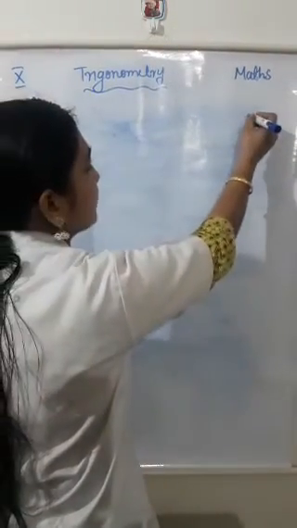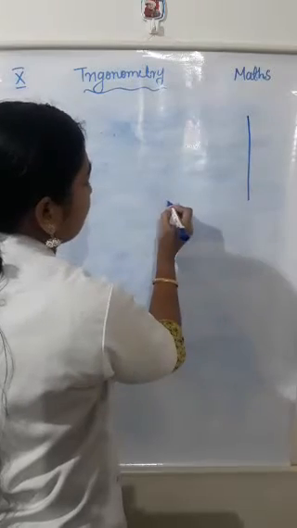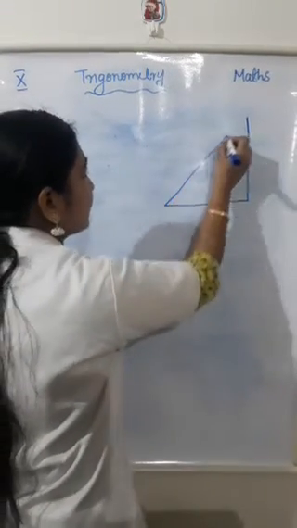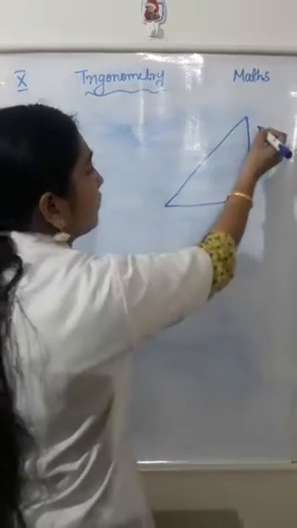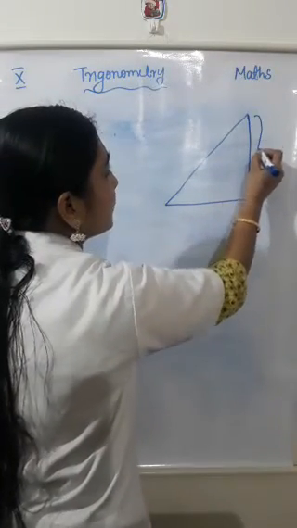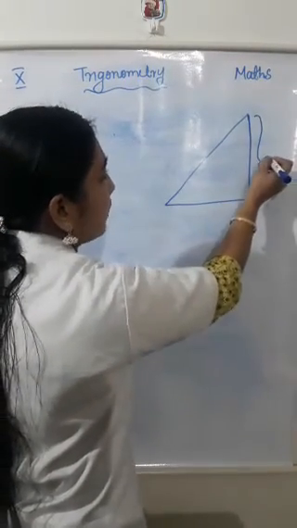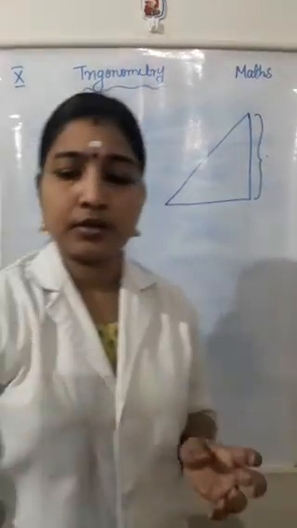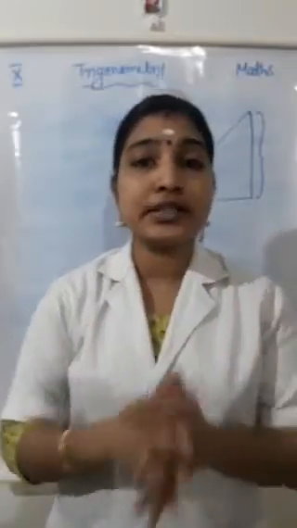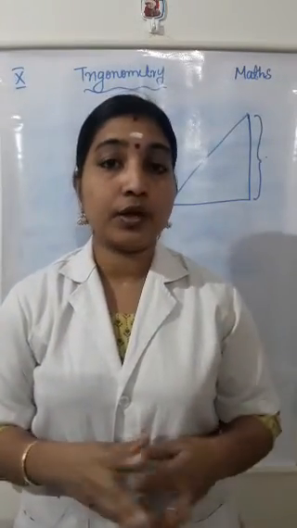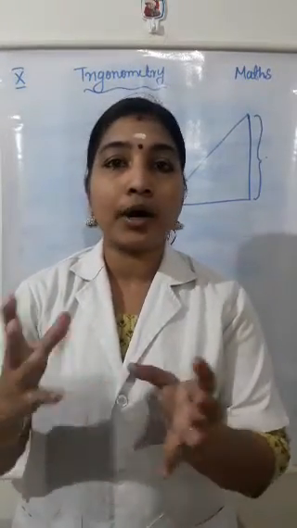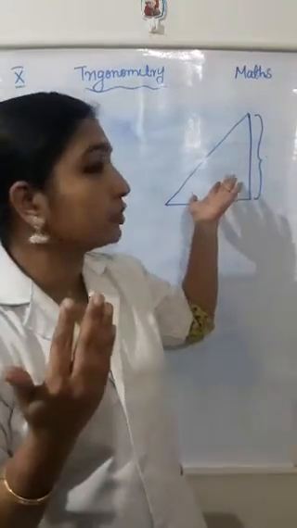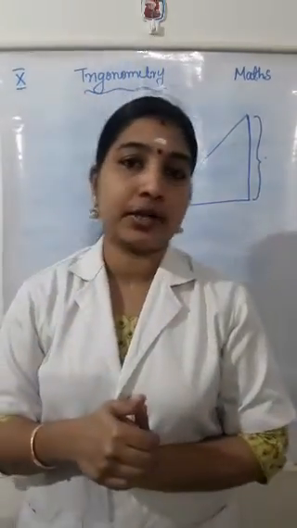Let me just draw this. This is the Qutb Minar. You are standing here, looking at the top of the Qutb Minar. You want to find the height of the Minar. Is it possible? In these situations, we want to know about heights of monuments like the Qutb Minar and Taj Mahal, etc.